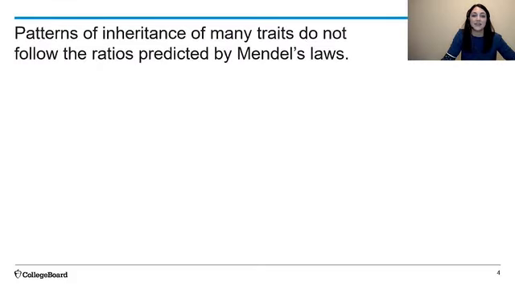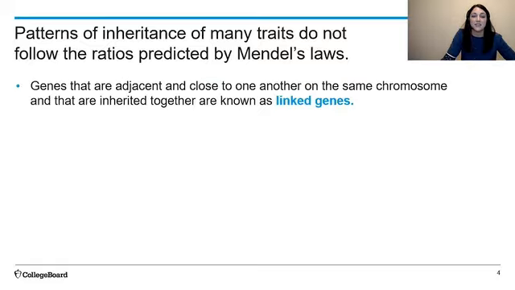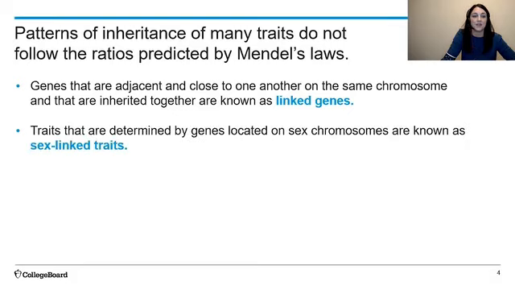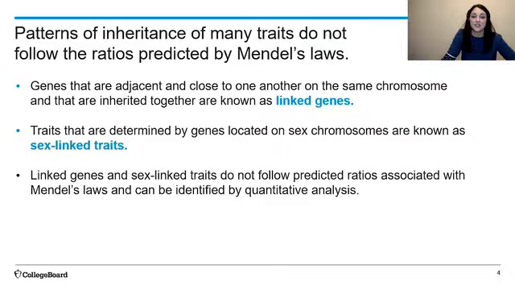Right, patterns of inheritance of many traits do not follow the ratios predicted by Mendel's laws. Genes that are adjacent or close to one another on the same chromosome and that are inherited together are known as linked genes. Traits that are determined by genes located on sex chromosomes are known as sex-linked traits. And these linked genes and sex-linked traits do not follow the predicted ratios associated with Mendel's laws, and they can be identified by quantitative analysis.